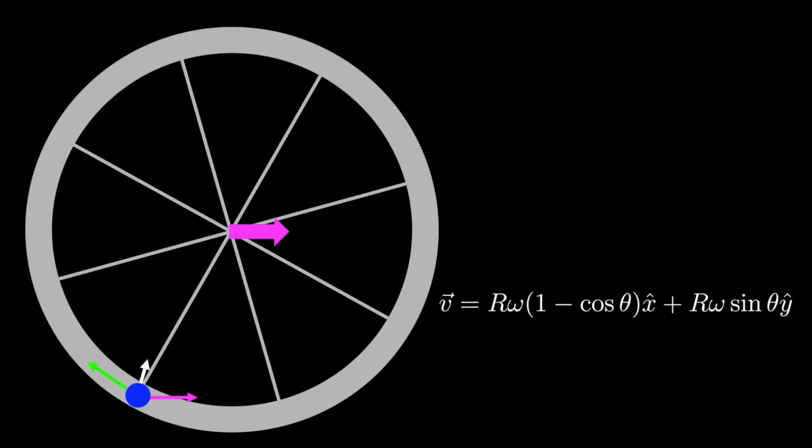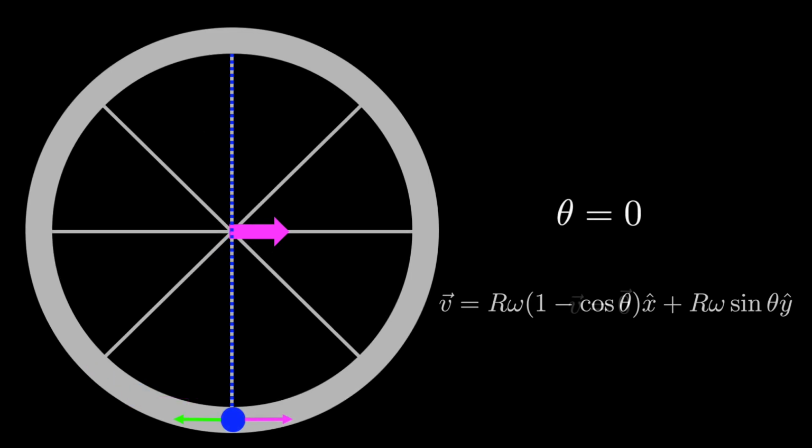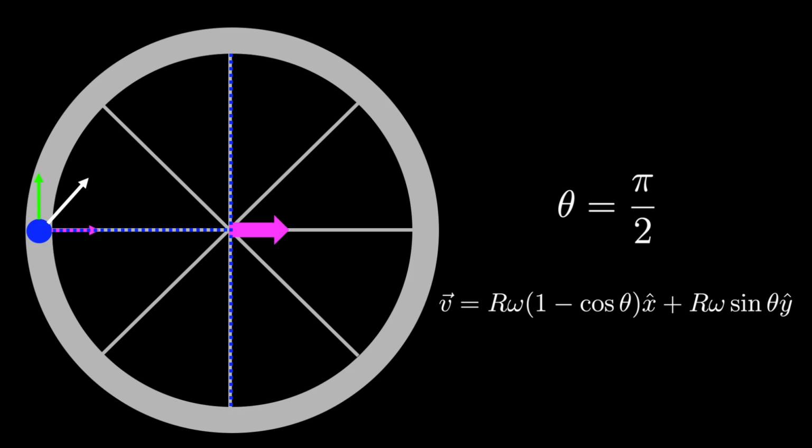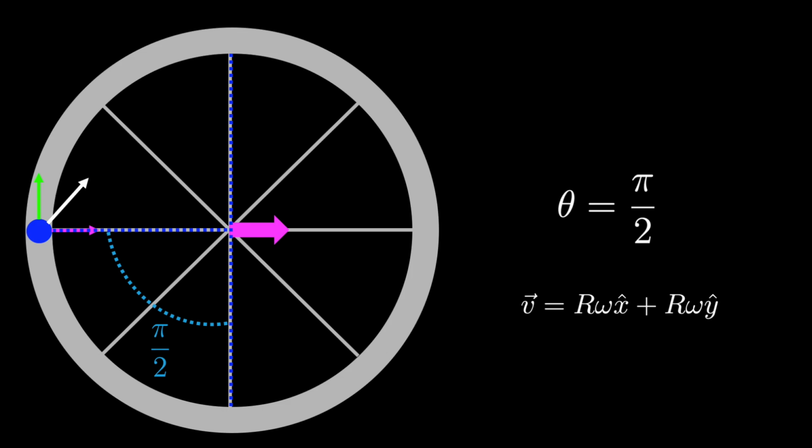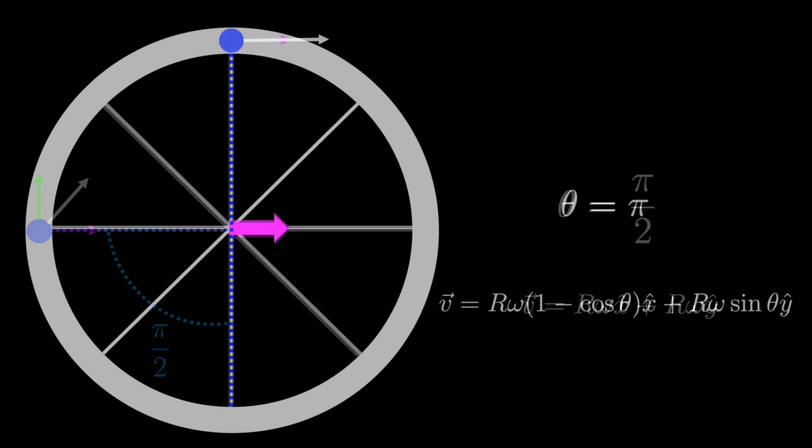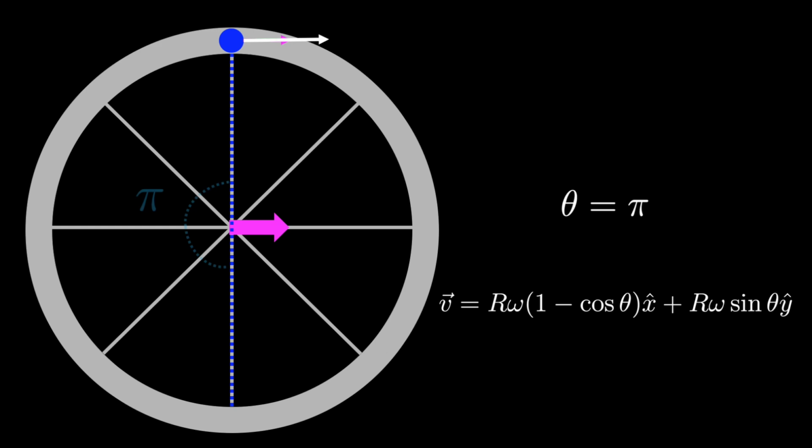Let us look at some particular cases for the angle theta. When theta equals 0, the point's velocity is 0 because the rotational and translational velocities, equal in magnitude, point in opposite directions. The lowest point of the wheel is said to be instantaneously at rest. For theta equal pi over 2, the velocity becomes r times omega in both its horizontal and vertical components. For theta equal to pi, the rotational velocity and translational velocity point in the same direction, so the point's velocity is maximum and equal to 2r times omega.